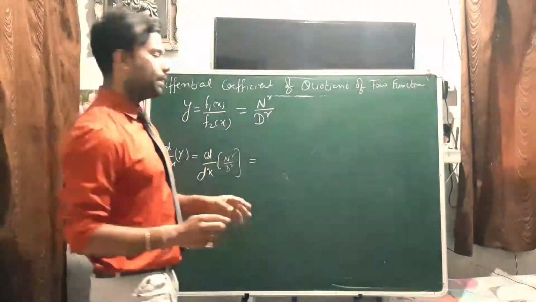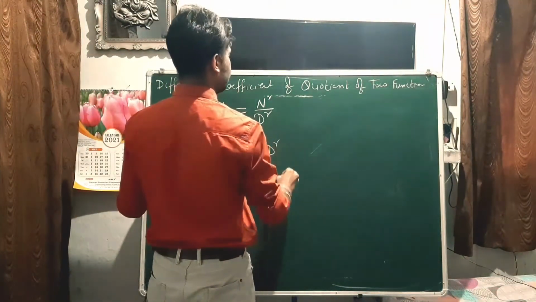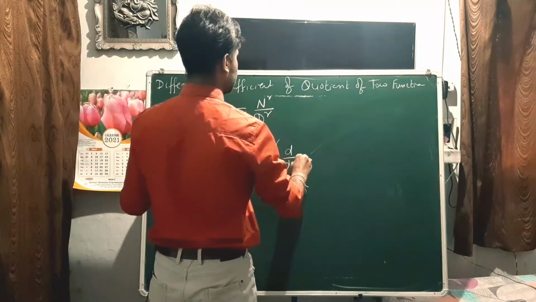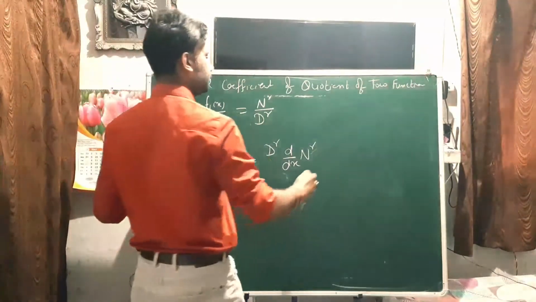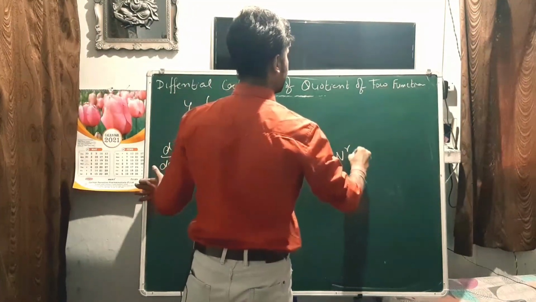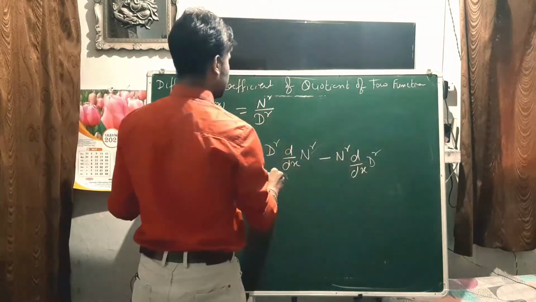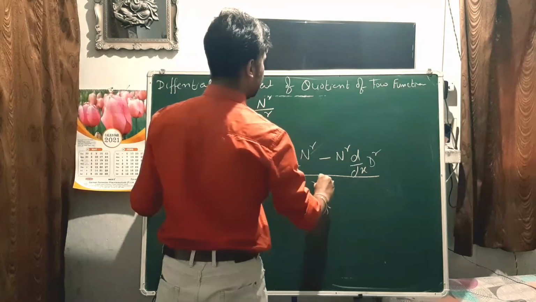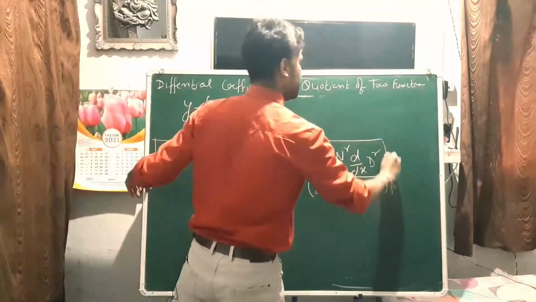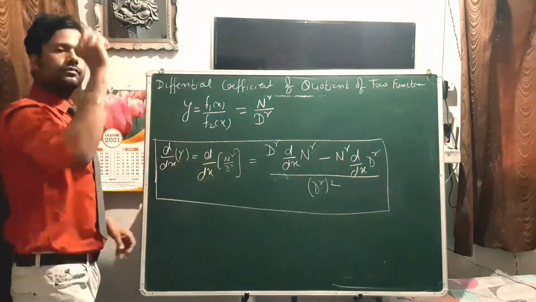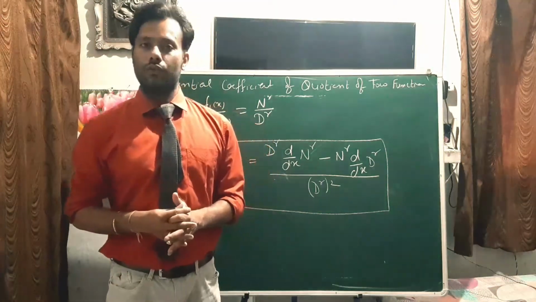What is the formula? Denominator same, DR, differentiation of numerator NR, minus numerator same NR, and differentiation of denominator DR, divided by denominator whole square. This will be the formula of the differential coefficient when the function is in quotient form.